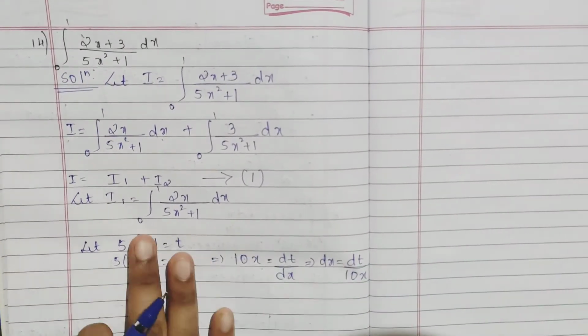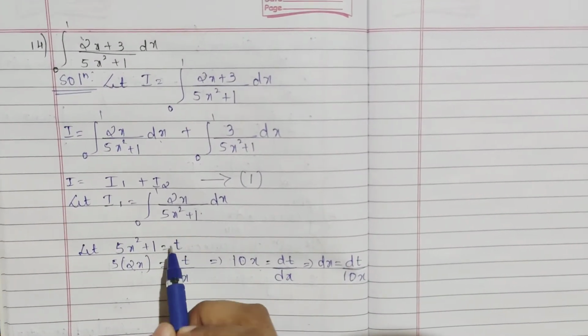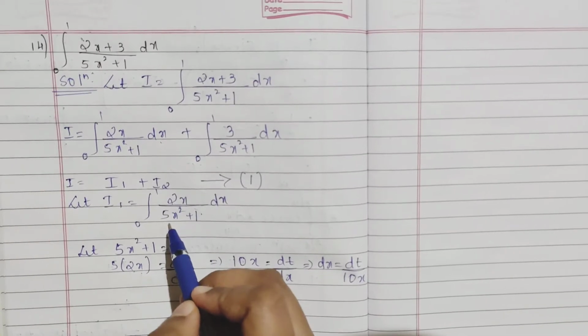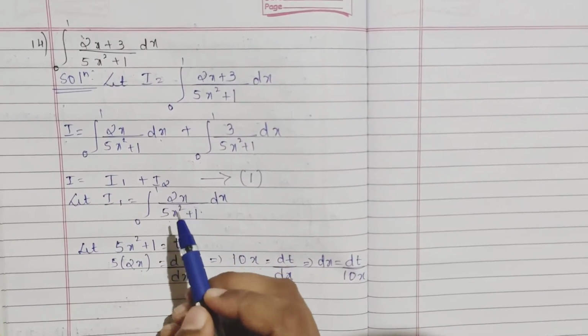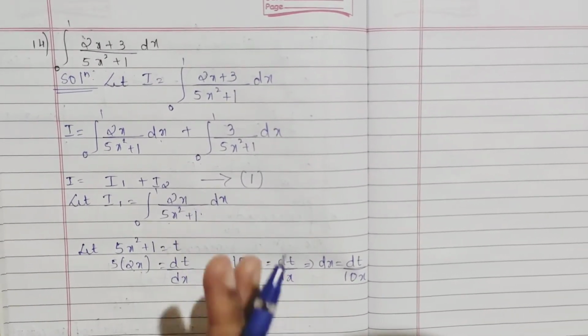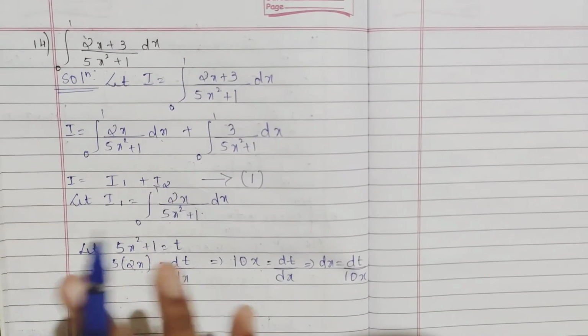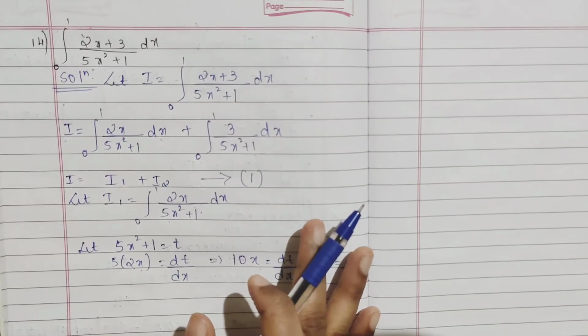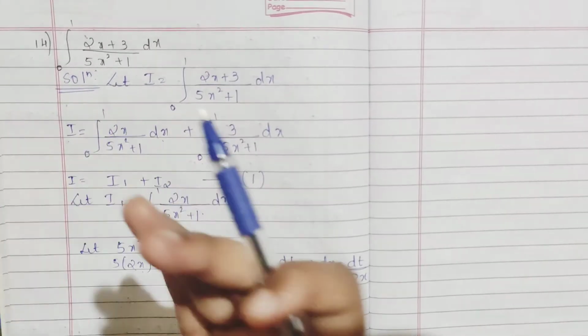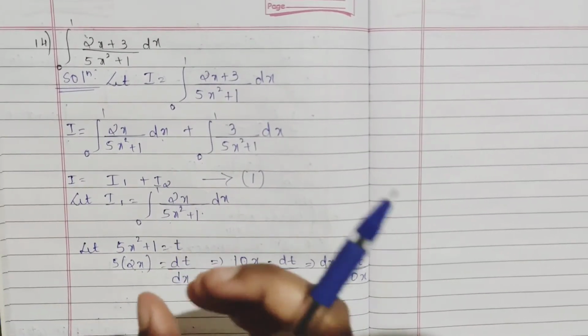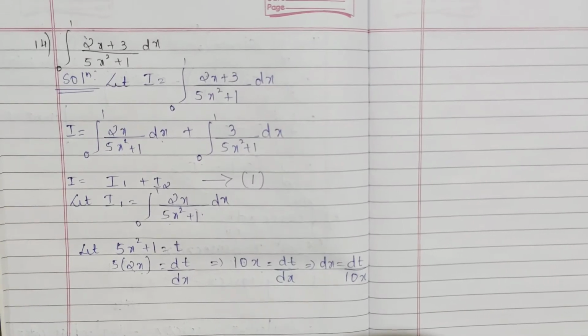So next, I1. Now what will we do? Take 5x² + 1 as t. See, when we differentiate we get 10x, but here it is 2x. Our main intention of the substitution is that the variables should cancel out. It's okay with the constant anyhow, because if you keep the constant outside, you just have to integrate the t term, right?